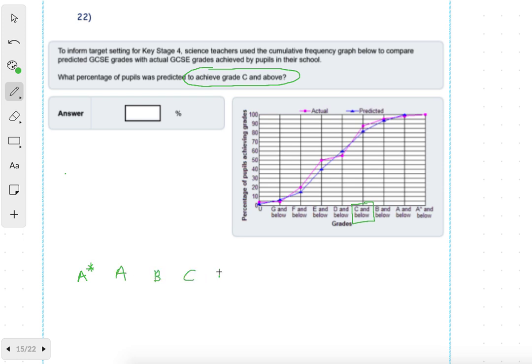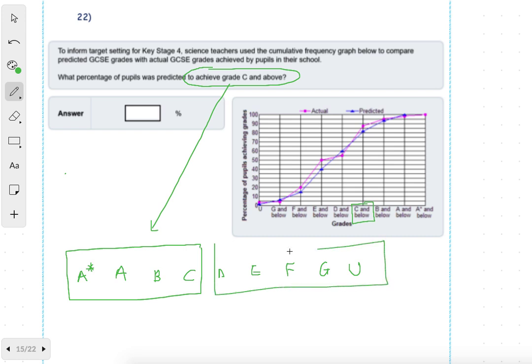So A star down to, in this particular case, they've got a G and then they've got a U. Now if you focus on this question here, it says grade C and above. So I'm going to section those people off separately, and section everybody else off separately. Now the question is percentage, so what should be fairly obvious to you guys is that these two blocks are going to add up to 100%.